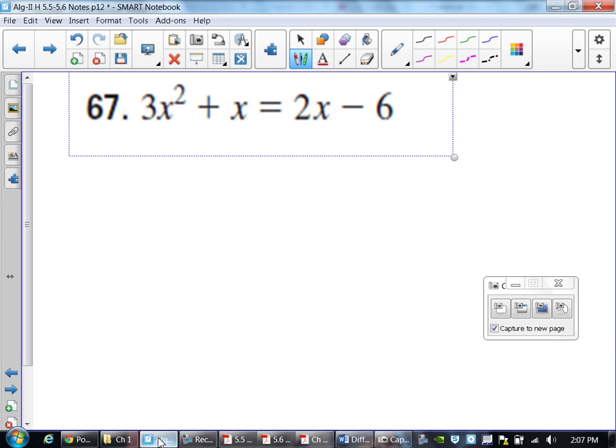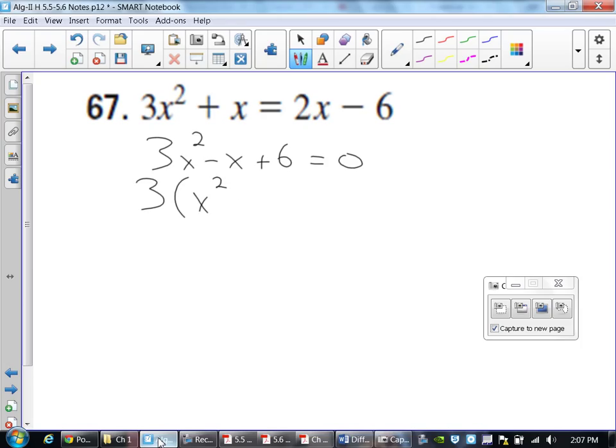This one, I'm going to move everything to the left-hand side. 3x squared minus x plus 6 is 0. Get rid of the leading term coefficient by dividing out by a 3. X squared minus 1/3 x plus 2 is 0.